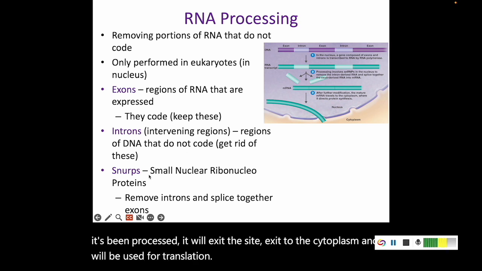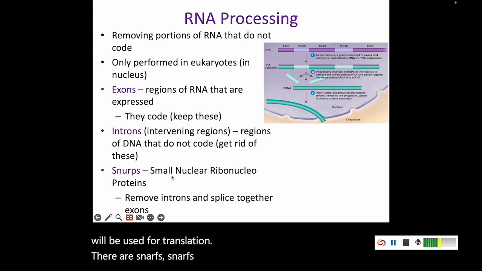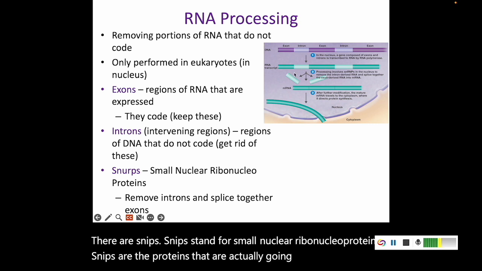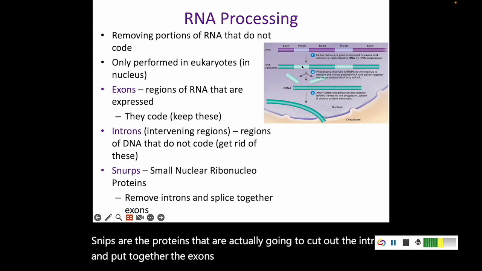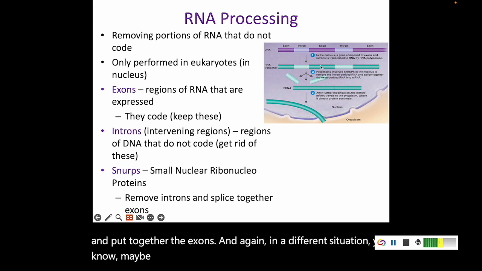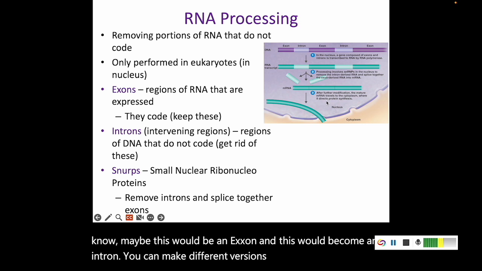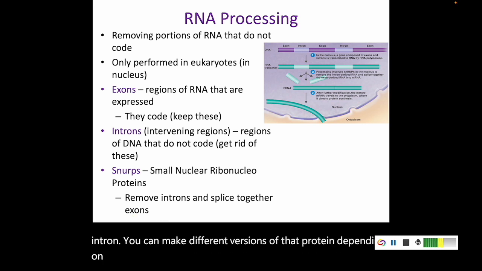There are SNRPs. SNRPs stand for small nuclear ribonucleoproteins. SNRPs are the proteins that are actually going to cut out the introns and put together the exons. And again, in a different situation, maybe this would be an exon and this would become an intron. You can make different versions of that protein depending on different sections, if you're going to make it an exon or intron, to have more variety of your proteins.